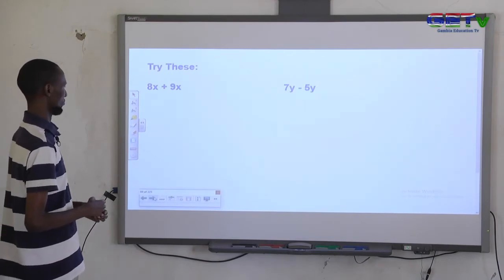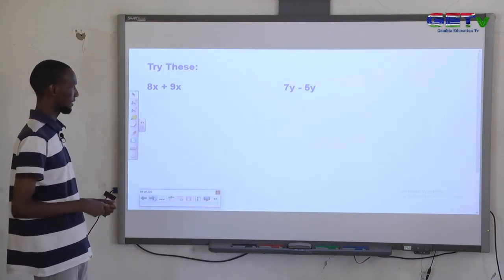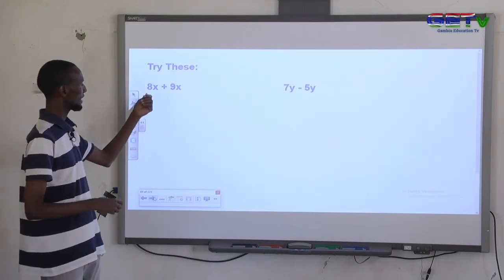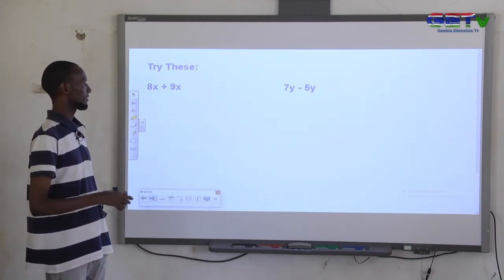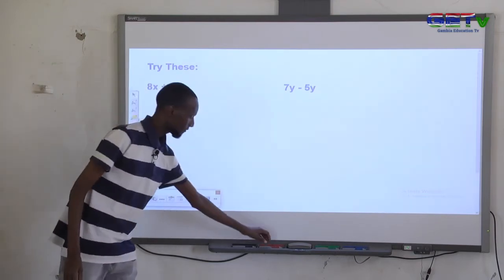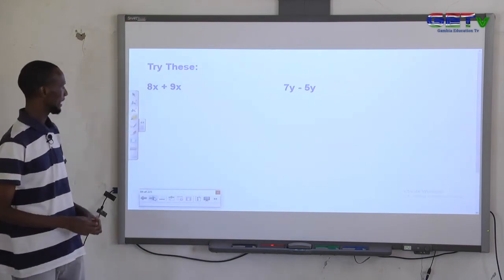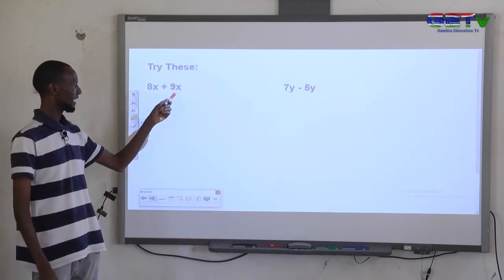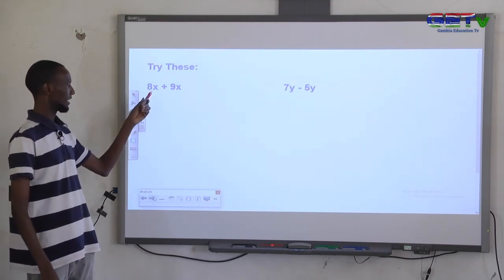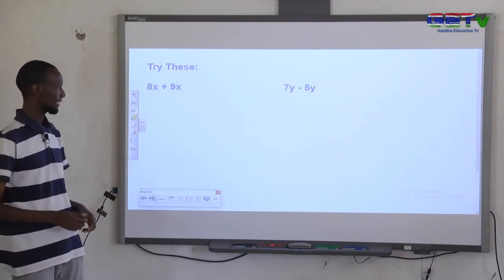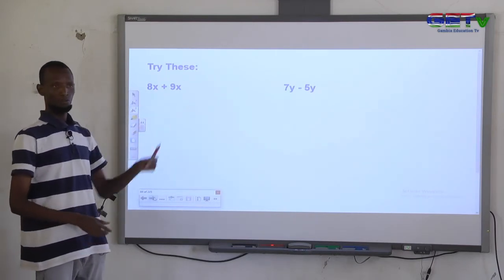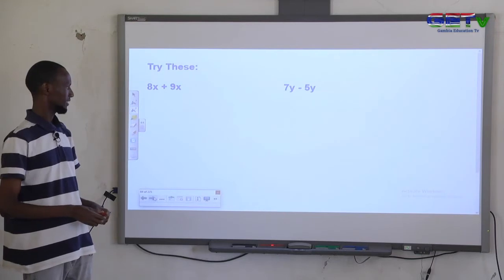Here we have 2 questions. And you can be working this along with me at home. We have 8x plus 9x. Now, first, we need to determine whether they are like terms. And of course, 8x plus 9x are like terms because they contain the same variable to the same power. So these are like, which means they can be added.